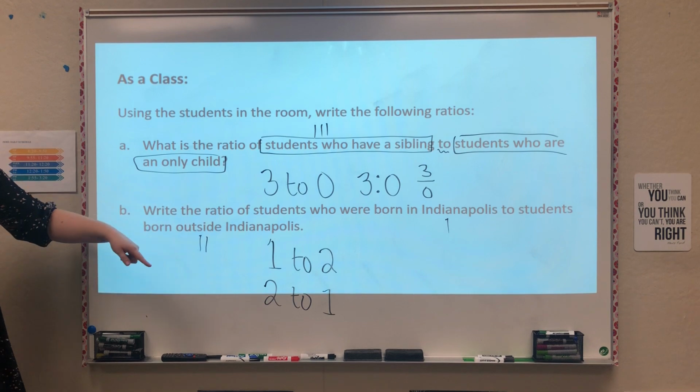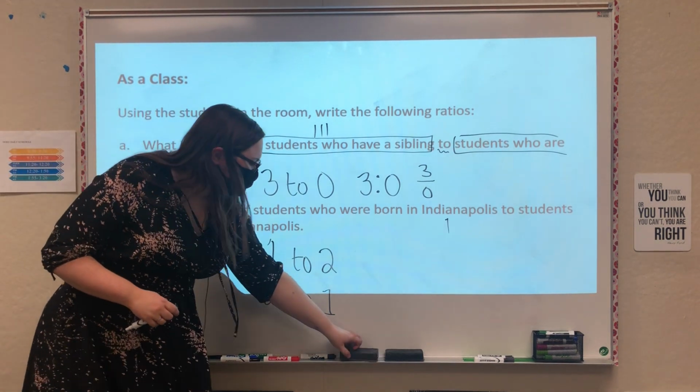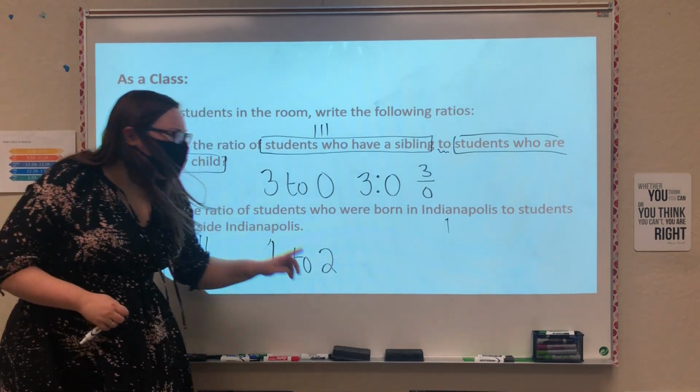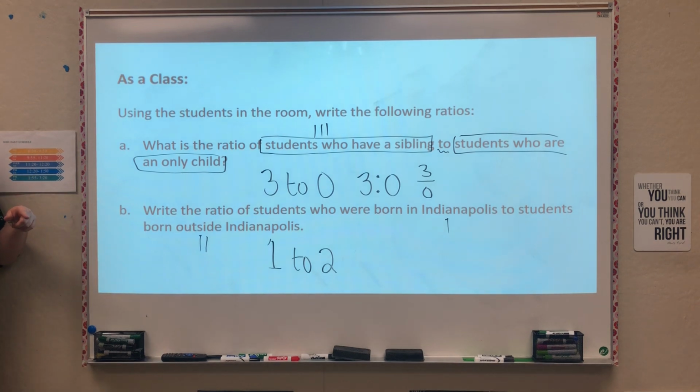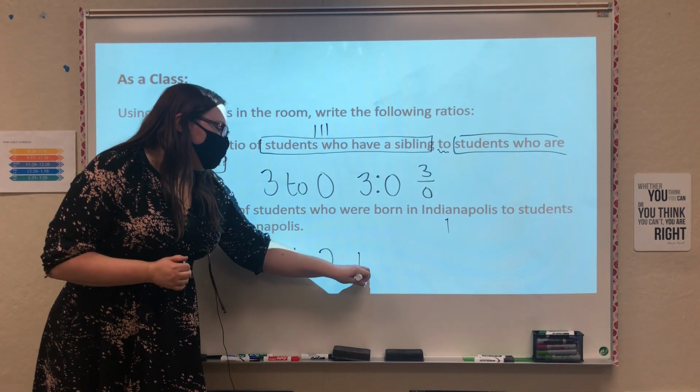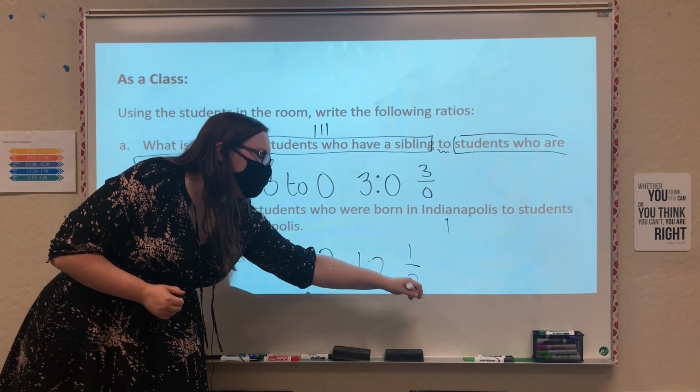So which one do I need? 1 to 2. Nice. If I wrote 2 to 1, what would that mean? It's like two students were born in Indianapolis and just 1 outside. Yep. If I switch it around, it means the opposite of what you guys told me. And then again, we could write it with our colon or as a fraction.